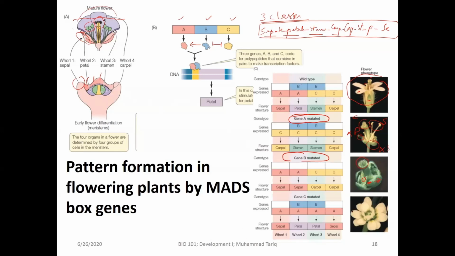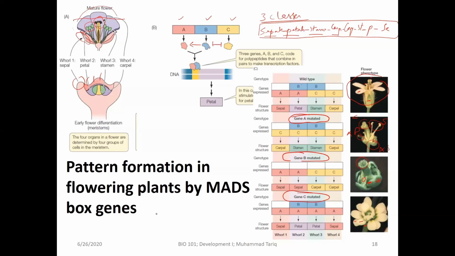And the last one they found, you know, the stamens and carpels are altogether gone, and you have multiple whorls of petals, and below them you have 1 sepal and then petals. They named them class C genes.